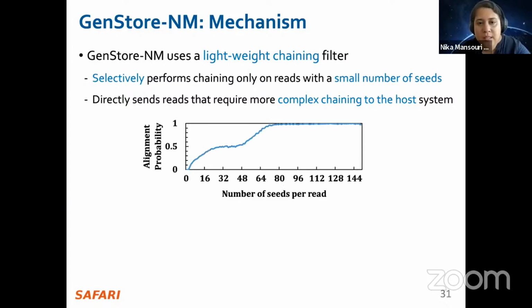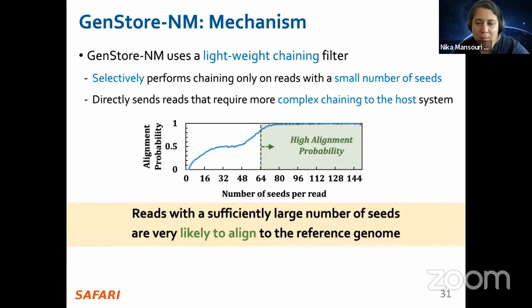This idea is based on our key observation from analyzing a wide range of real-world genomic data sets. This figure is showing the alignment probability of a read in a long read data set to subsequences in the reference genome as a function of number of seeds per read. On the x-axis, we see the number of seeds per read, and for each read that has that number of seeds, how much the alignment probability would be. We observe that reads with a sufficiently large number of seeds are very likely to align to subsequences in the reference genome, and such reads can be directly sent to the CPU for full read mapping, bypassing the in-storage filter.